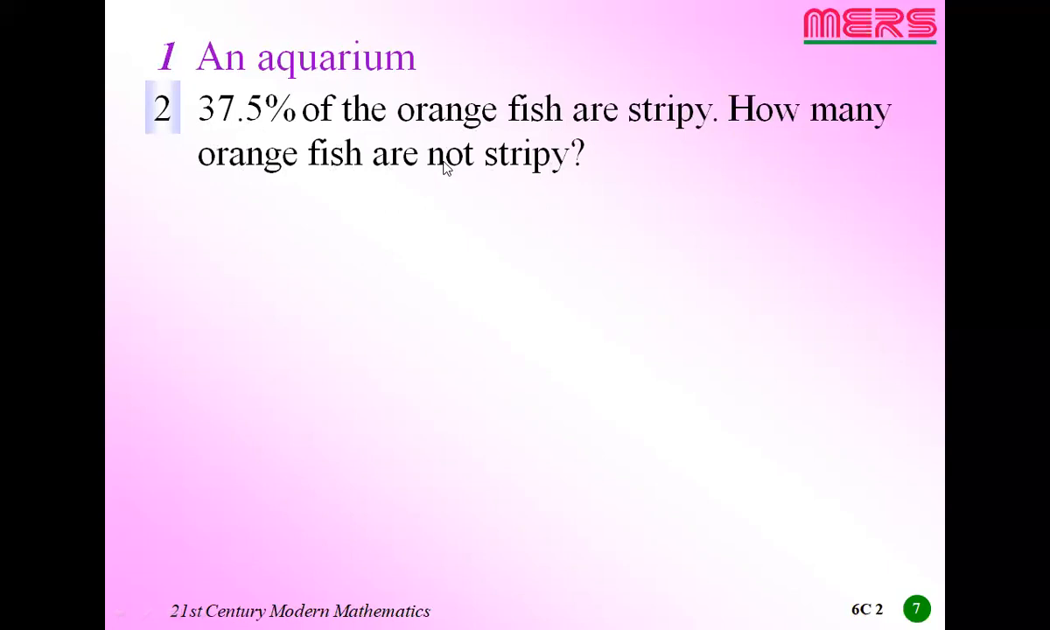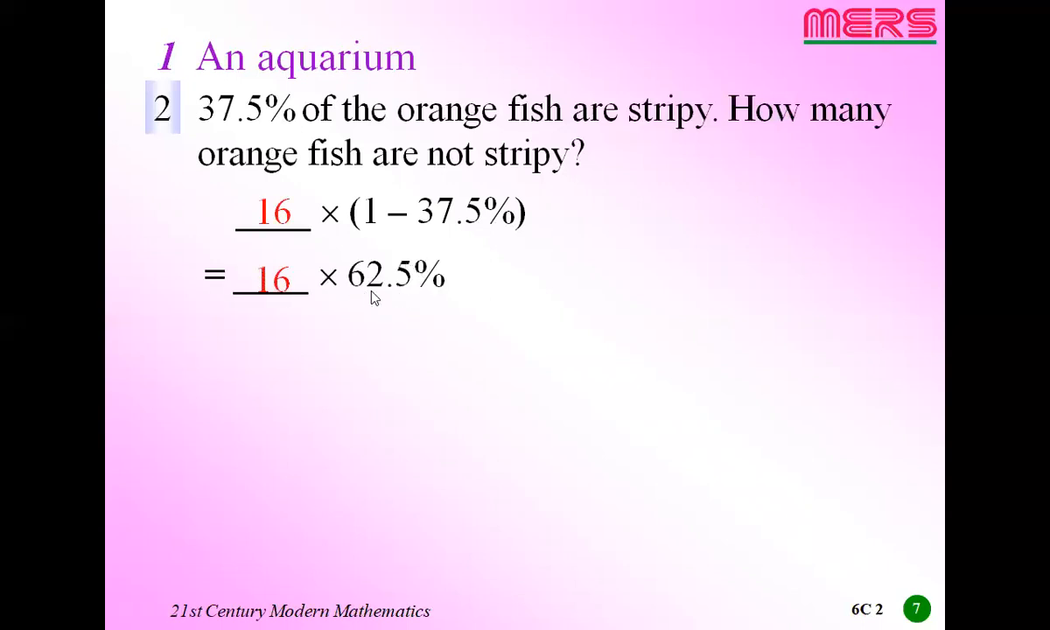Not stripy, okay? So when you have something and then not that thing, remember we can also use 1 minus as well. So the percentage of orange fish that are not stripy would be how many percent? Use 1 minus 37.5%. Then you can find the percentage, which is 62.5% of orange fish are not stripy. So you can use the total number of orange fish, which is 16, times the percentage of orange fish that are not stripy, which is 1 minus 37.5%, which I have calculated as 62.5%.